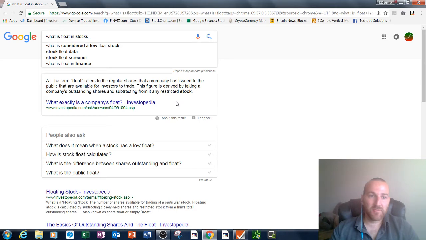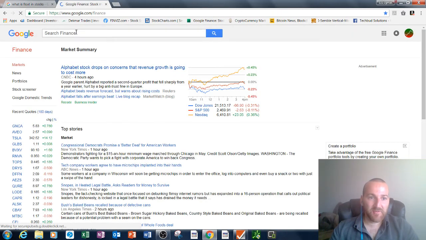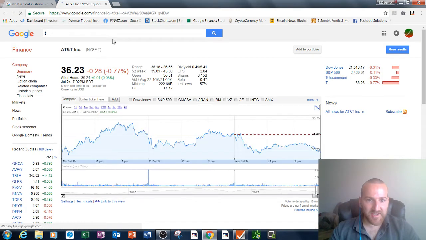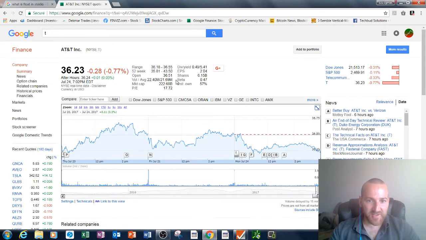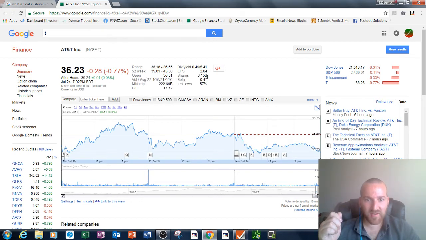Now, if you trade a stock and you want to find out the float, an easy way is to go on Google Finance and we'll look up T. T is AT&T. If you see here, it says shares outstanding, the number of shares held by investors and company insiders, excluding dilutive securities such as non-vested RSUs and unexercised options. So you basically have the number of shares that are available. Now, it has 6.5 billion shares.